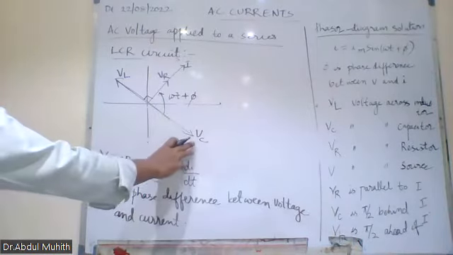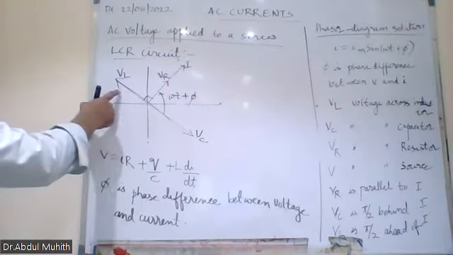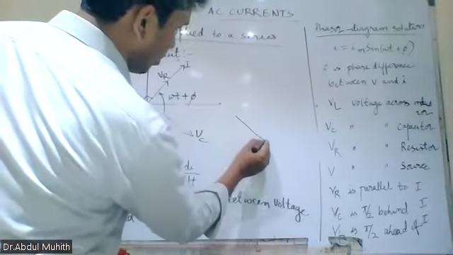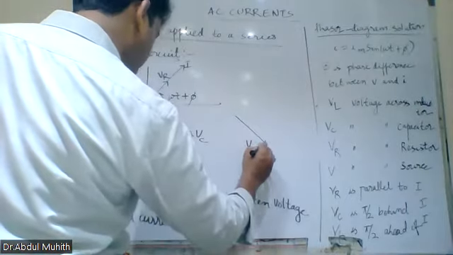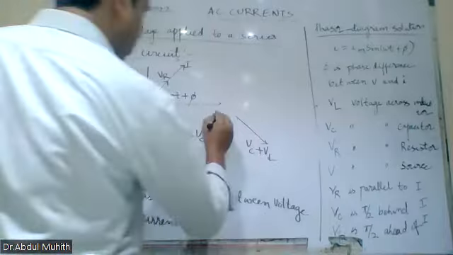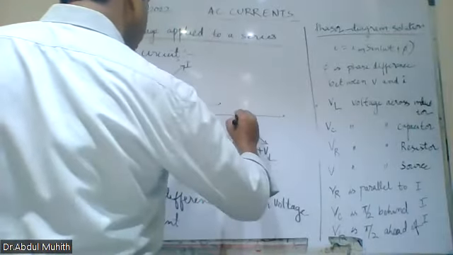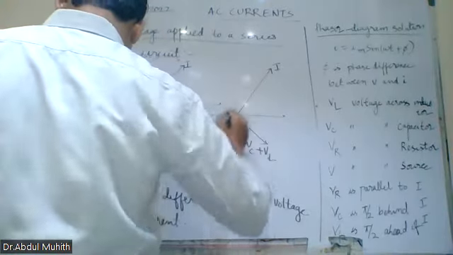Now this arrow is bigger than this arrow: the voltage across the capacitor is more than the voltage across the inductor. So you have to use the vector diagram. When we add them, this minus this, because they are in opposite directions, we get this vector. This vector is VC plus VL. And this will be the current. I is the current.